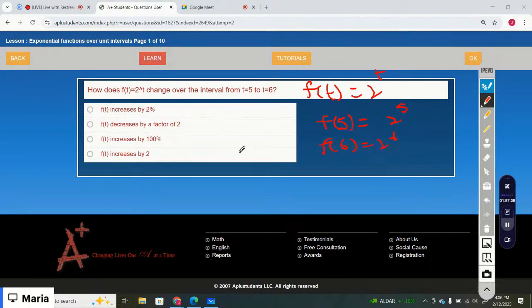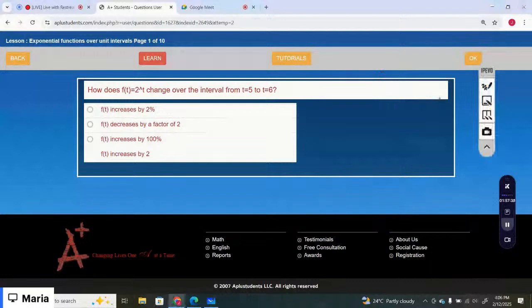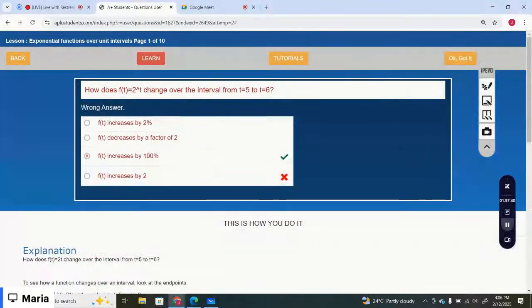You have to see how the values are changing. So you have to do f(6) divided by f(5), as it is changing from 5 to 6. So 2 exponent 6 divided by 2 exponent 5. They have the same base, so you can subtract their exponents. So that is 2 exponent 1 that equals 2. That means f(t) increases by a factor of 2. The correct option is f(t) increases by a factor of 2.